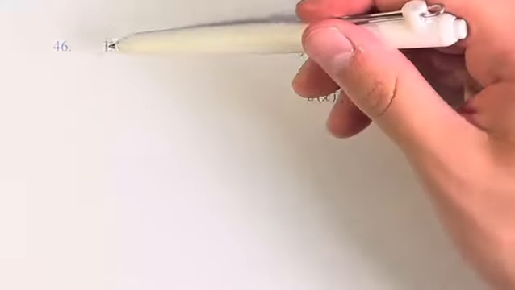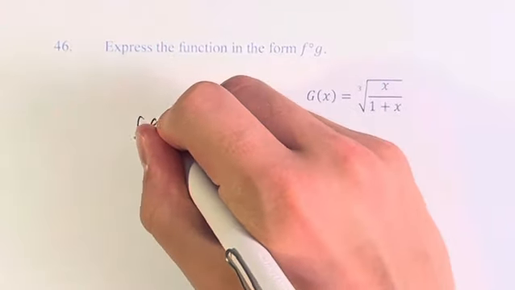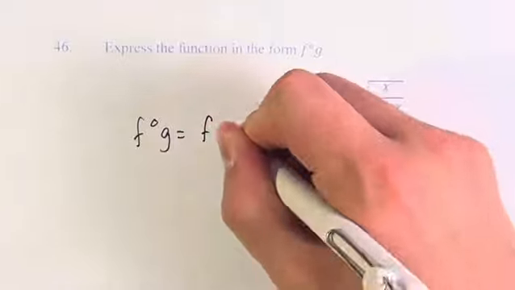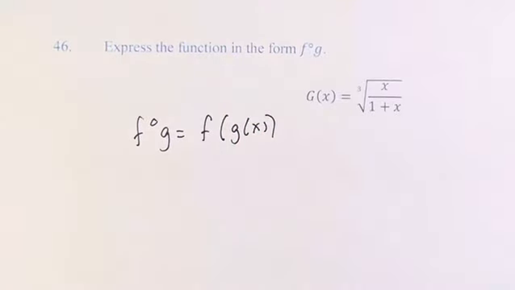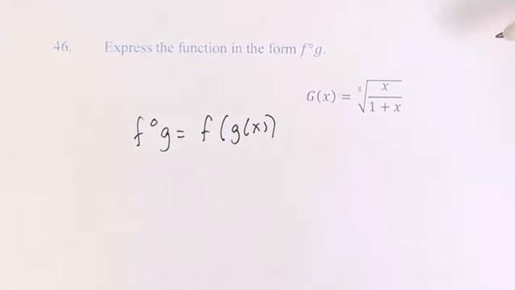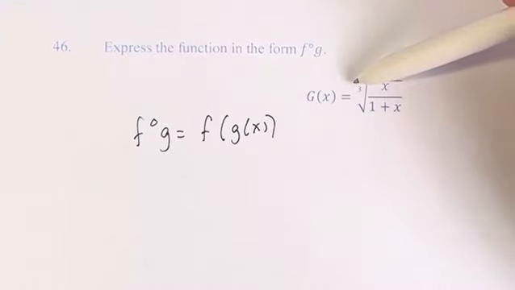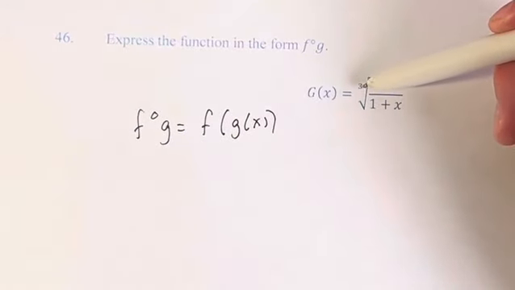In this problem, we're asked to express the function in the form f of g. Just a reminder, f of g refers to the composition f of g of x. And we are looking for two functions that will result in this overall function. So if we see, the outermost thing that's being done is this cube root.